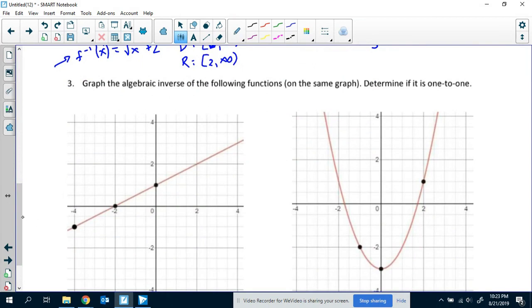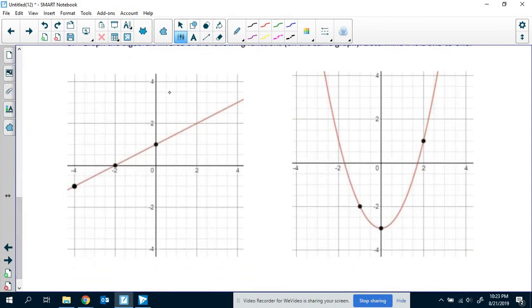Finally, we're going to graph the algebraic inverse. Graphing, you can do this in two different ways. Notice that I have the point 0, 1 on the graph. Remember that x comma y's get flipped to y comma x's when I'm graphing the inverse. So if I have 0, 1, that's going to be 1, 0. If I have negative 2, 0, that's going to be 0, negative 2. If I have negative 4, negative 1, that's going to be negative 1, negative 4. And so this graph kind of looks something like this.